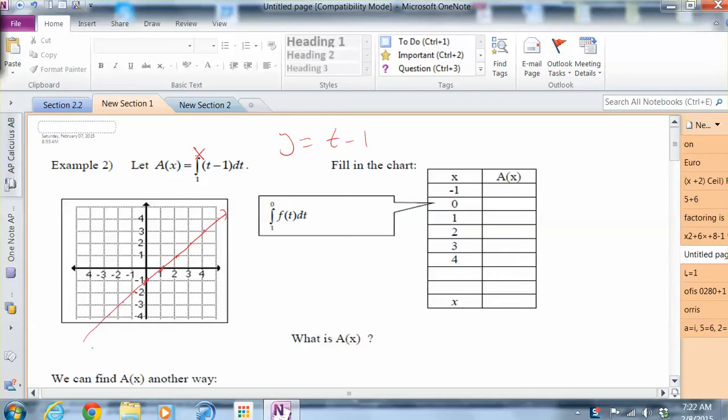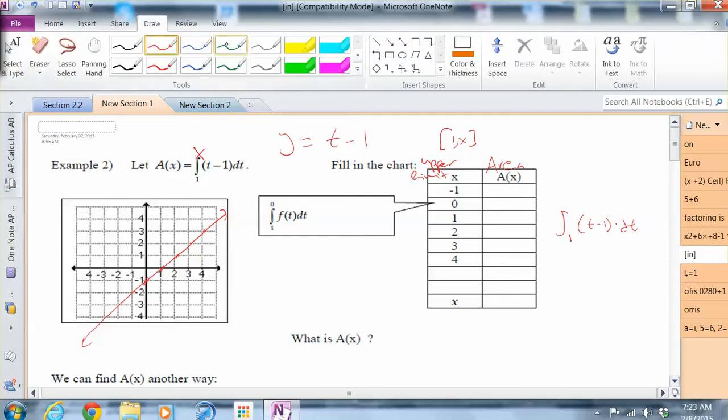Okay, very easy, right? Now, we're integrating it from 1 to x. Well, again, x is going to be our upper limit, and A of x is the area of our region from 1 to x. So say, for example, I'm integrating from 1 to 1. Then I expect my area to be 0, right? Because there's no region sweeping through.